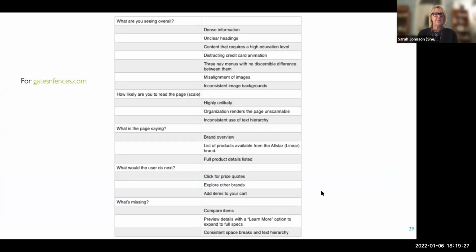So this was the testing that Aaron did for gates and fences. What are you seeing overall? And he did this for the initial gates and fences. I don't have his copy for the final one, but you can see that it was dense information, unclear headings. I'll let you look through this. Unlikely that they would read the page. What's missing. And then ideally you would do one for your sketch.